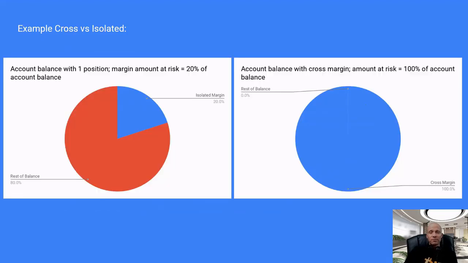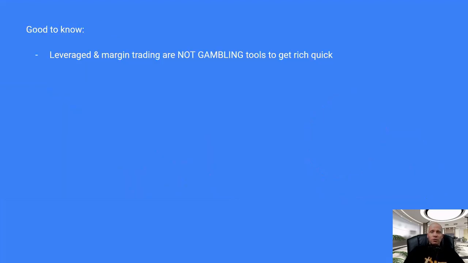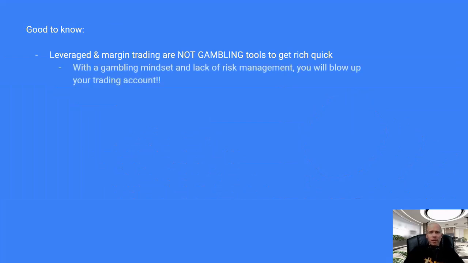For an overview of the difference between isolated and cross margin, if this is the entire account balance, and you open a trade with isolated margin, then only this part of your account will be reserved for your margin. When you open a trade with cross margin, effectively the whole balance of your account is at risk of loss. Some of the things that are good to know: leverage and margin trading are not gambling tools to get rich quick. With a gambling mindset and lack of risk management, you will blow up your trading account.